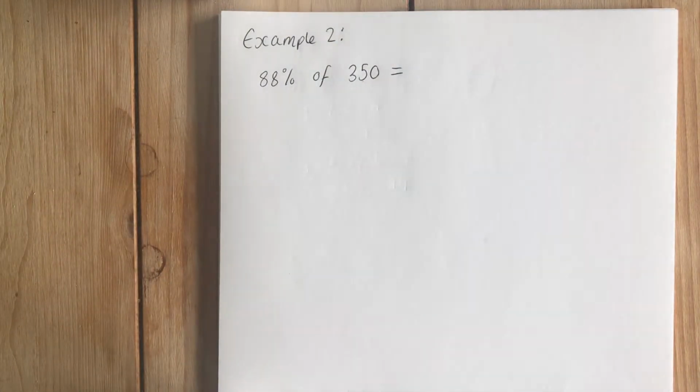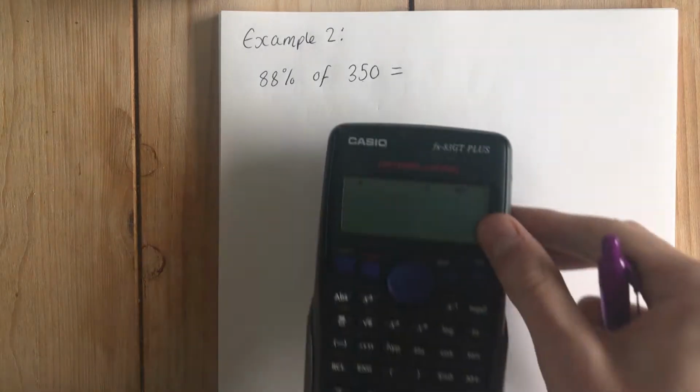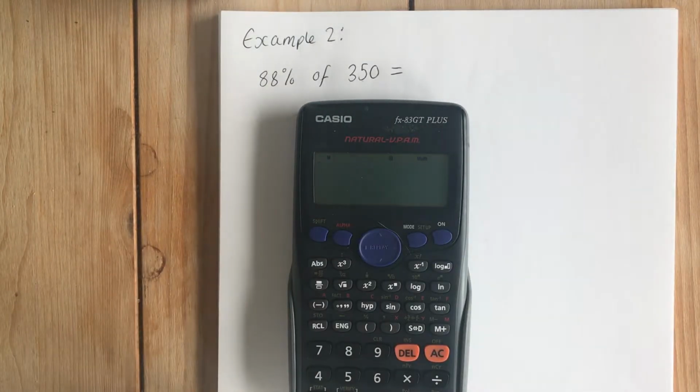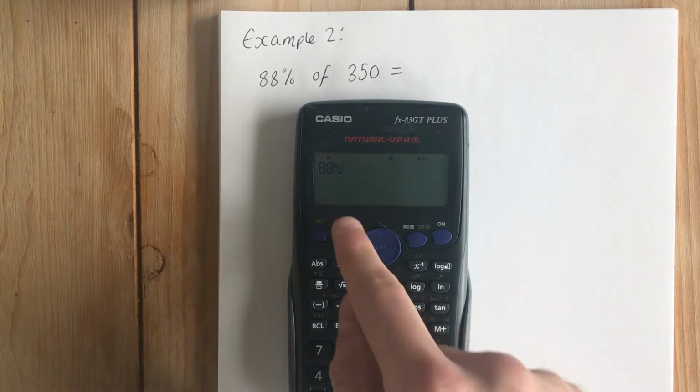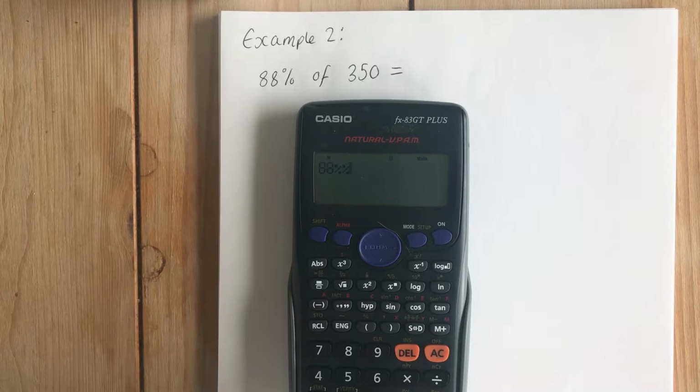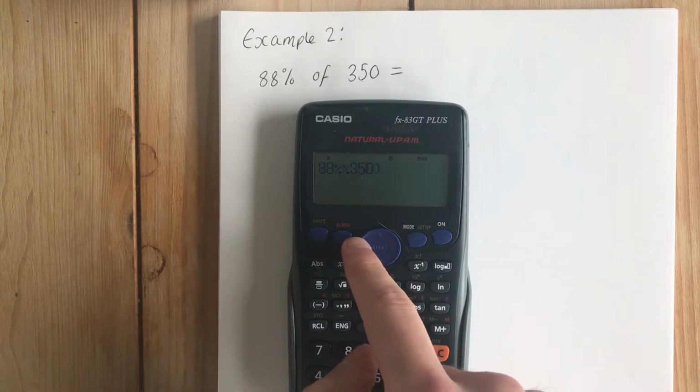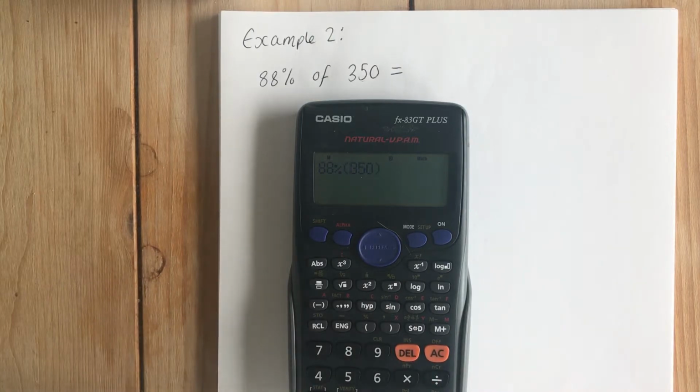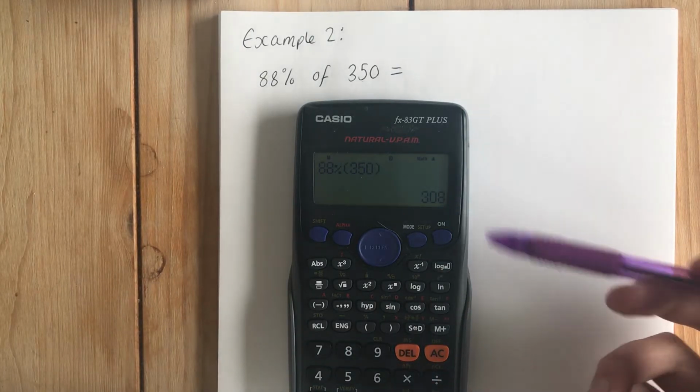Now example 2. This version is going to be a calculator method. So if I want to find 88% of 350, I simply, on my calculator, type 88, the percentage sign, I open my bracket, I place my 350 inside the bracket, close the bracket, press equals, and it gives me an answer of 308.